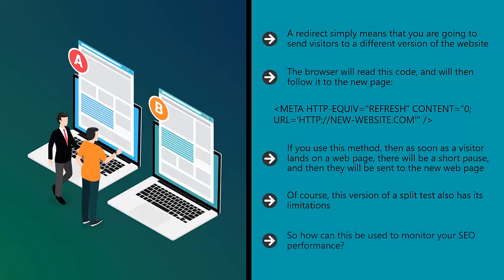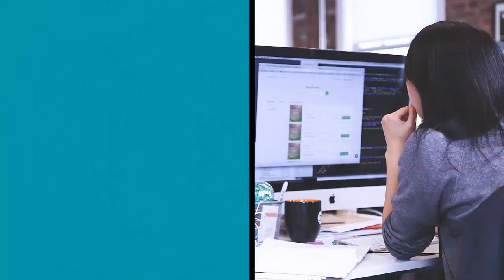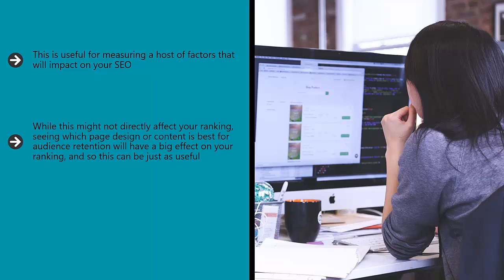So how can this be used to monitor your SEO performance? This is useful for measuring a host of factors that will impact on your SEO. That means things like bounce rates, things like CTR, click-through rate, and more. While this might not directly affect your ranking, seeing what page design or content is best for audience retention will have a big effect on your ranking, so this can be just as useful. Which type should you use? The answer is, of course, both, if you have the time. The more data you collect, the smarter decisions your business will make, and the more likely you are to see performance boosts.